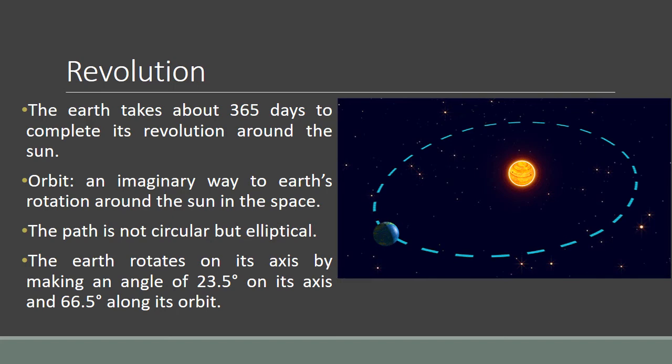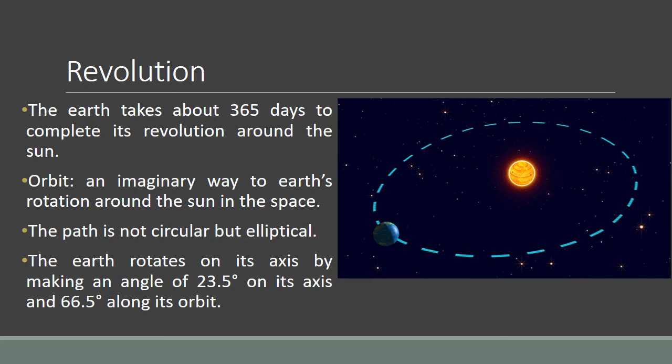Along with this, the earth does not move in a circular path, rather it moves in an elliptical orbit. Now you can see in this diagram that the orbit is not like a fixed circle, it is elliptical. Elliptical, like oval or elongated. So the orbit of the earth around the sun is also elongated or egg shaped, we can say.